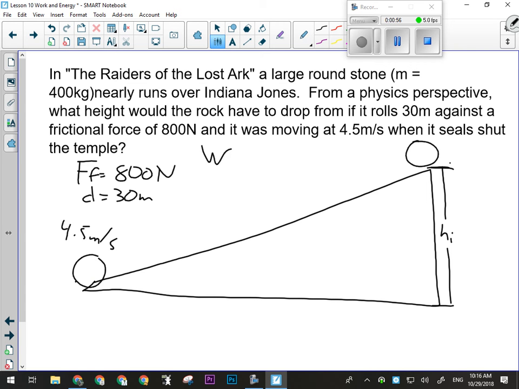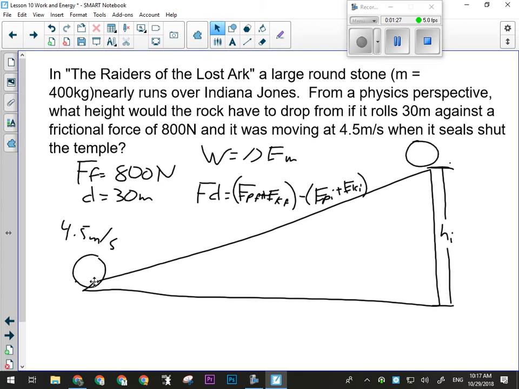Remembering that work is a change in mechanical energy. So that's going to mean force times distance equals EP final plus EK final minus EP initial plus EK initial. That's what we're starting with, and we're trying to find the initial height that the rock was dropped from. I'll give you a couple more minutes and then I'll walk through the solution.